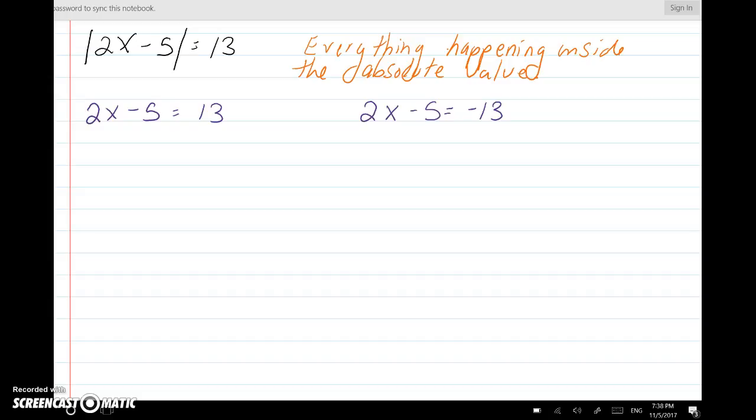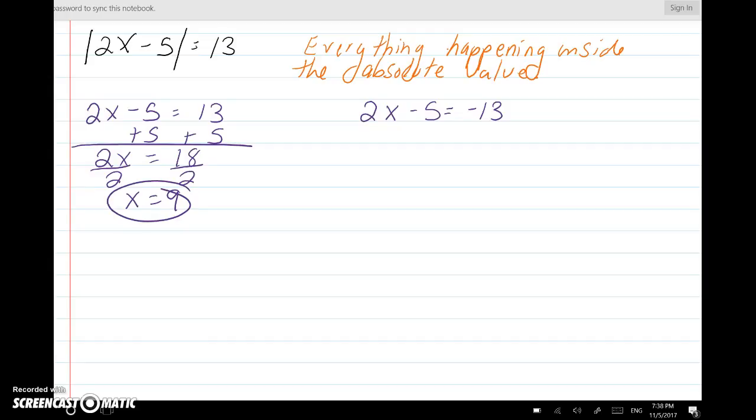Because of that, we separate it where 13 can be positive, or where 13 can be negative. And then we just go ahead and solve both equations. Plus 5 to both sides, 2x equals 18. Divide by 2 on both sides, x equals 9. So that's one answer. Now let's try the other side.